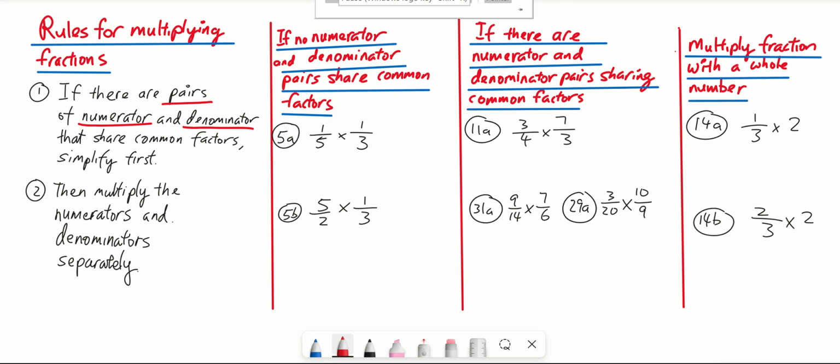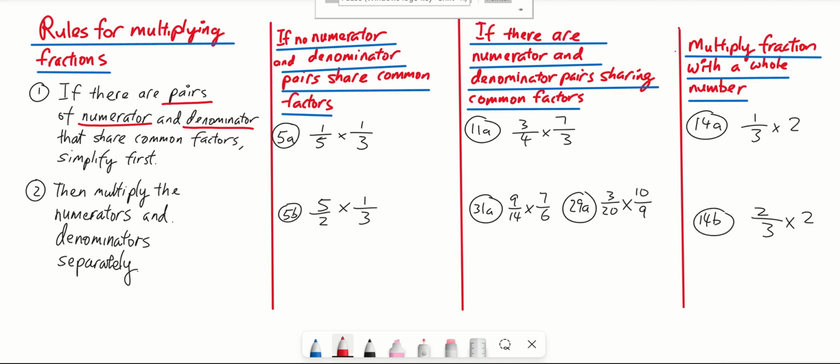Now, incidentally, having a letter after the question number, that's because this question is slightly different from the actual question in the worksheet. All right, so here we go. Now let's take a look at 5a first.